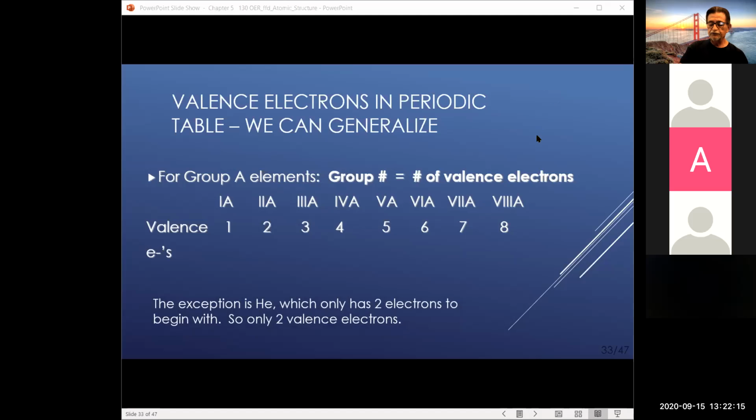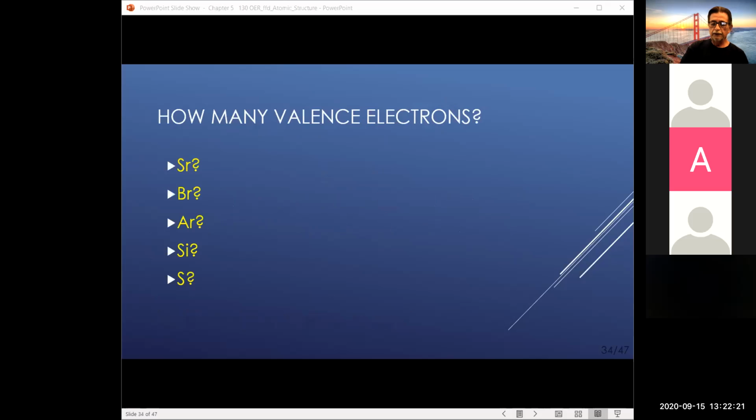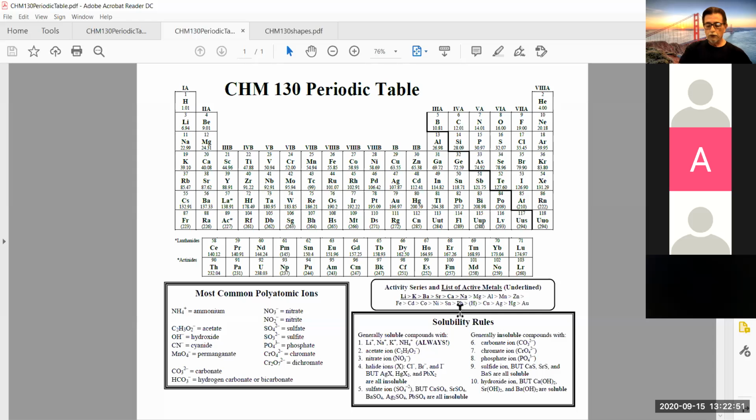And just an exception here is helium, because helium is element number 2, and there's only 2 electrons in it. So again, we can use the periodic table. We've got strontium, bromine, argon, silicon, and sulfur. Let's go back to the periodic table and use that. The first one is strontium. We've got to find it, and let me mark it.